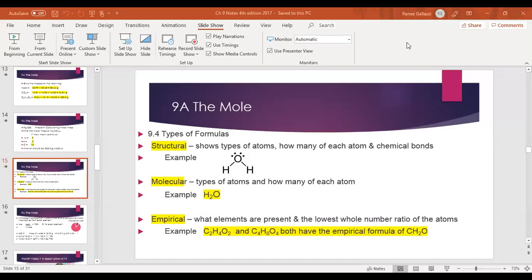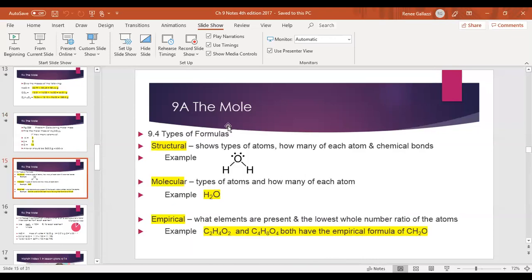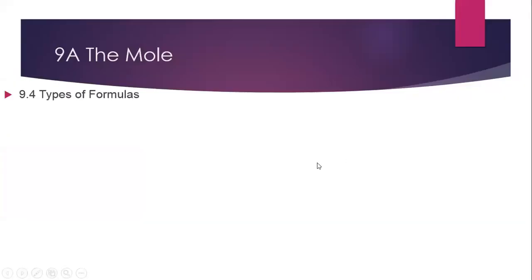Okay, hello students, back for another lecture, continuing in 9A, the mole. We left off with calculating the molar mass for aluminum sulfate, and we said the answer should be 342.2 grams of aluminum sulfate. Next, we're going to look at types of formulas, so make sure you're writing this in your notes.